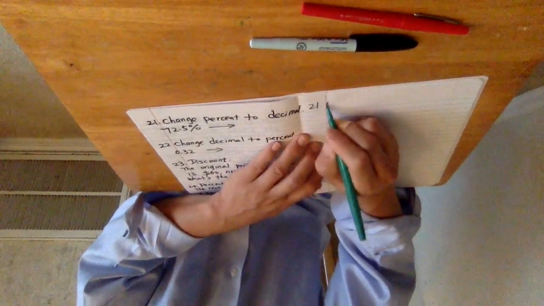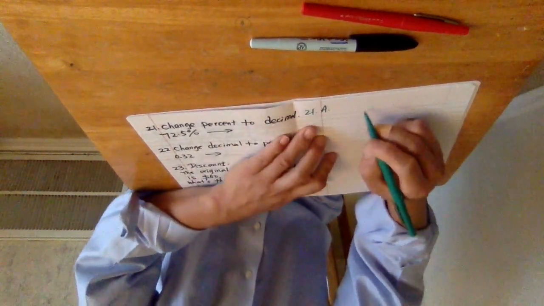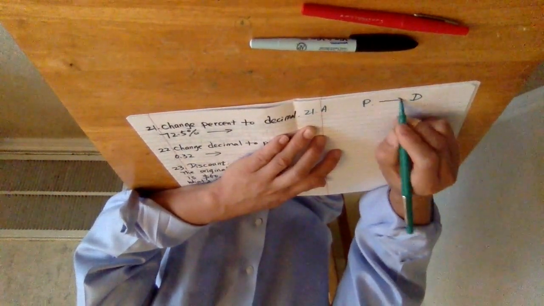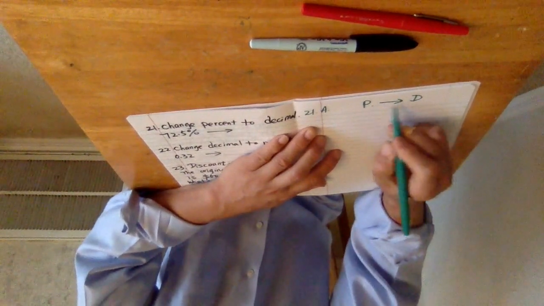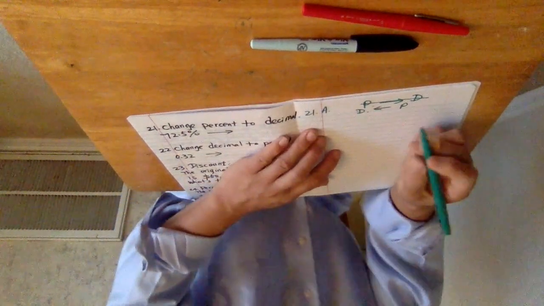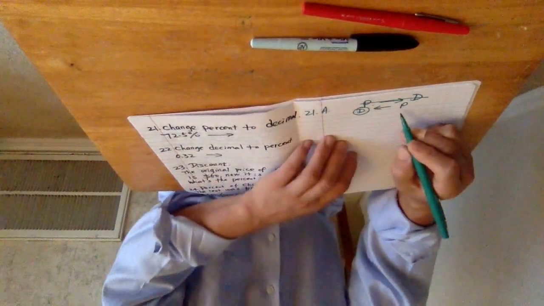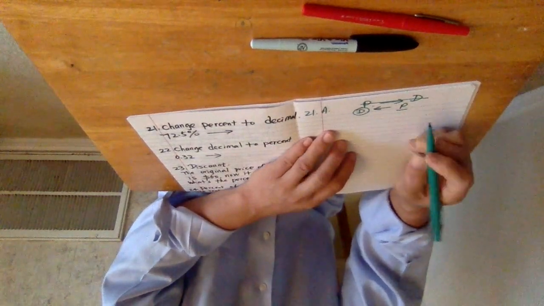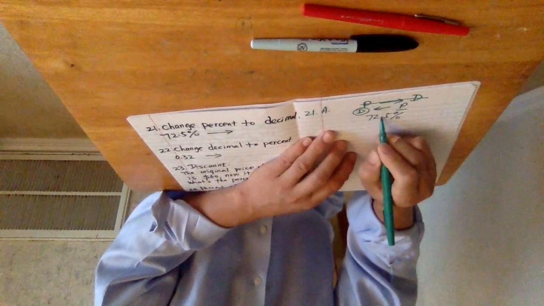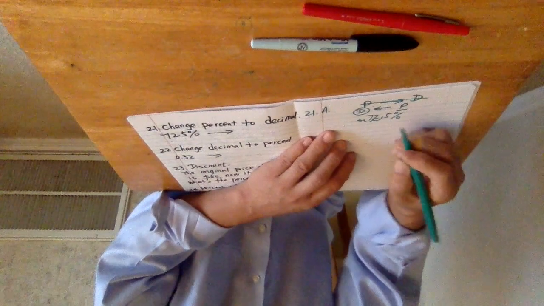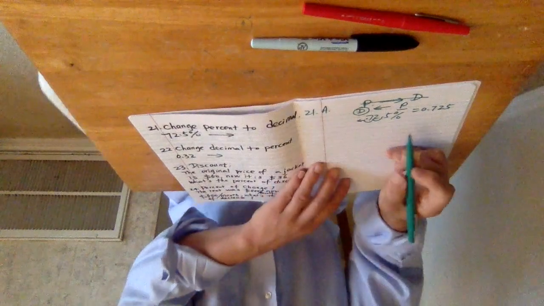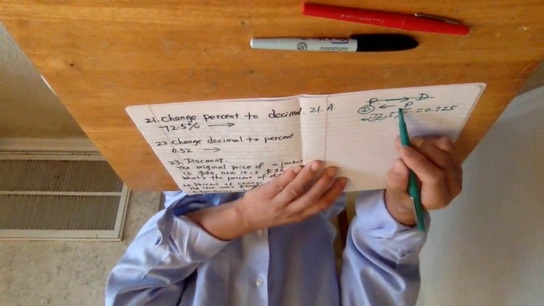Number 21. Changing percent to decimals. Percent to decimal, you're going to move to the left. Let's give you an illustration. D and P in English, A, B, C, D, D goes to the left of P. So we have 72.5%. Moving the decimal to the left, 1, 2. So it's 0.725 because letter D is to the left of P. Okay.